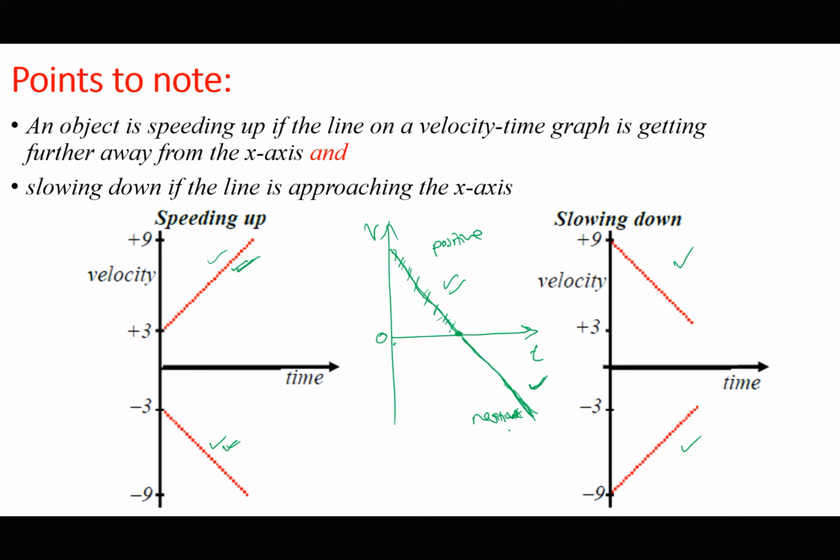So you should be able to identify a situation where the body is speeding up or slowing down, irrespective of whether it is in the positive or in the negative direction. Speeding up, all lines move away from the x-axis, whether in the positive or negative direction. Slowing down or decelerating, the lines tend towards the x-axis, whether in a positive or negative direction.